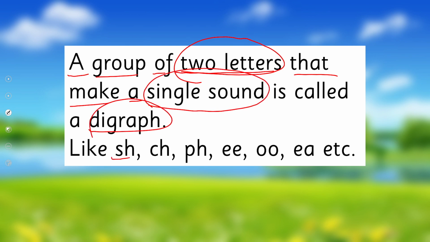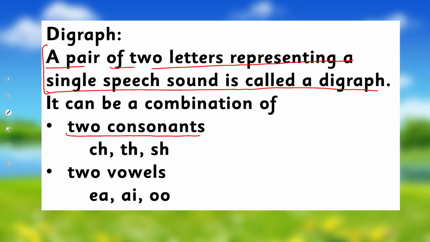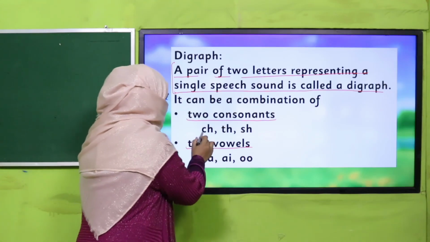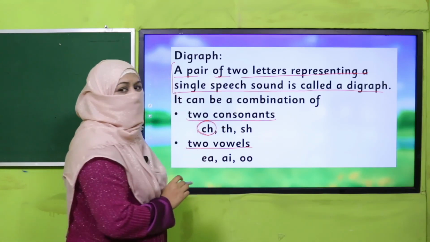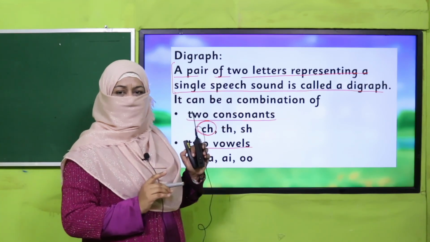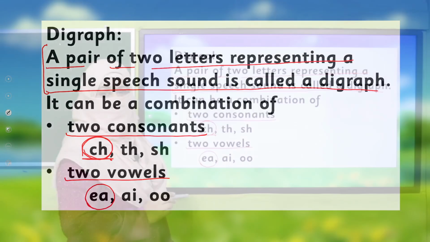And its examples are here, right? In words, we'll practice them. Now look at these: a pair of two letters representing a single speech sound is called a digraph. This is the first thing. And secondly, we can divide these digraphs into two consonants or two vowels. Remember about consonant and vowels? If two consonants are joined together, they are known as consonant digraph. Because about digraph you have learnt in grade 2. This is a consonant digraph and this is a vowel digraph, right?